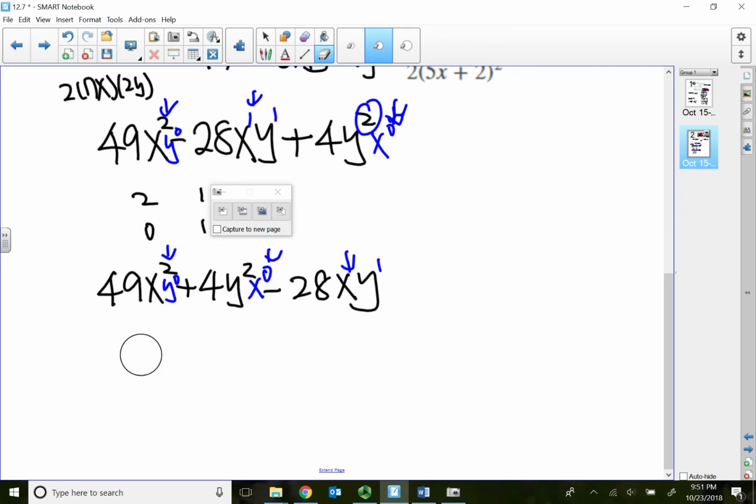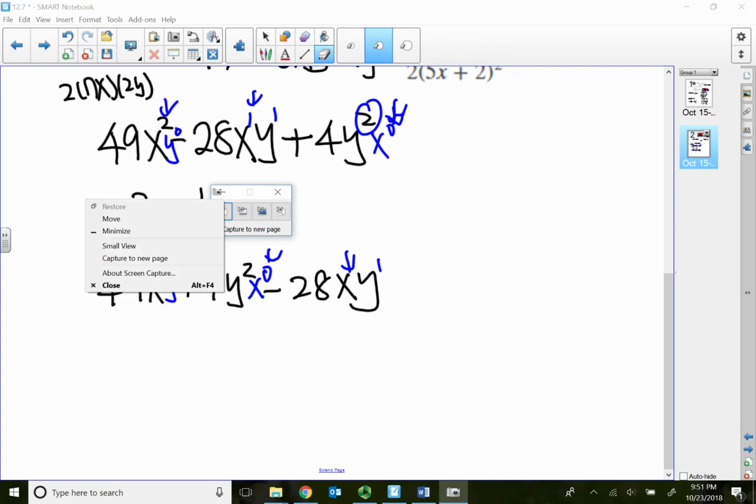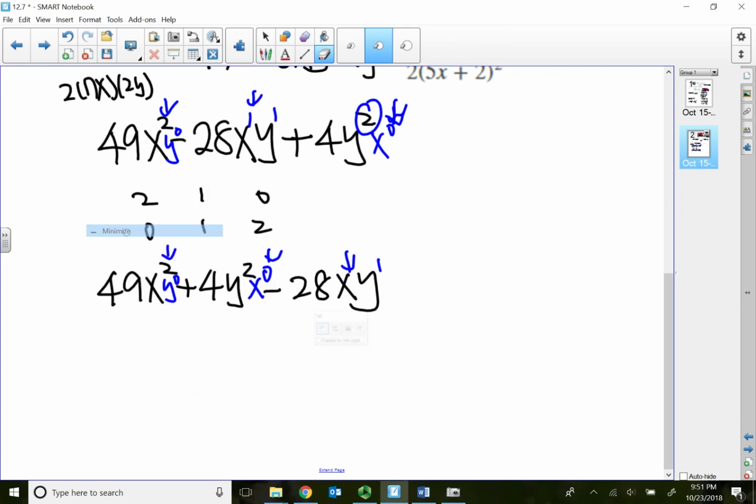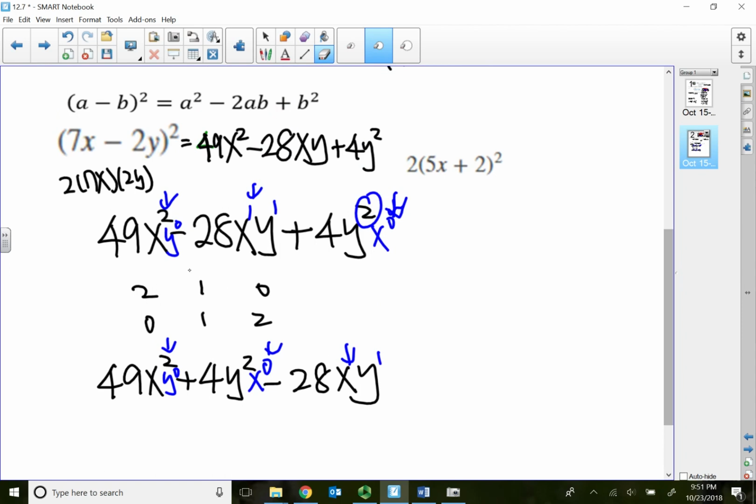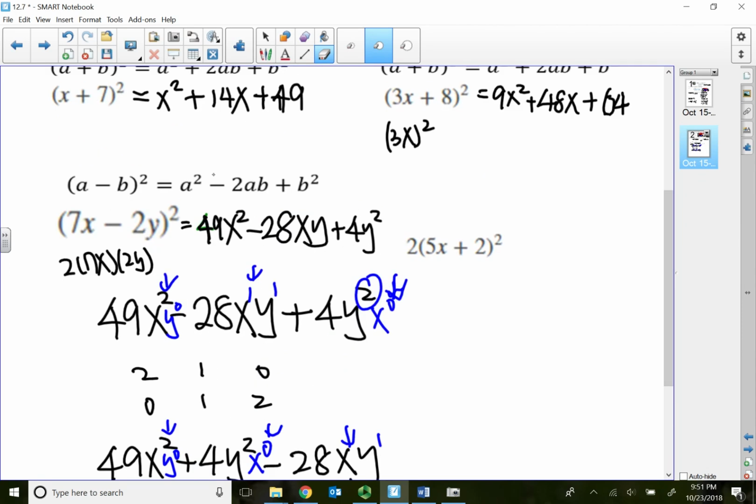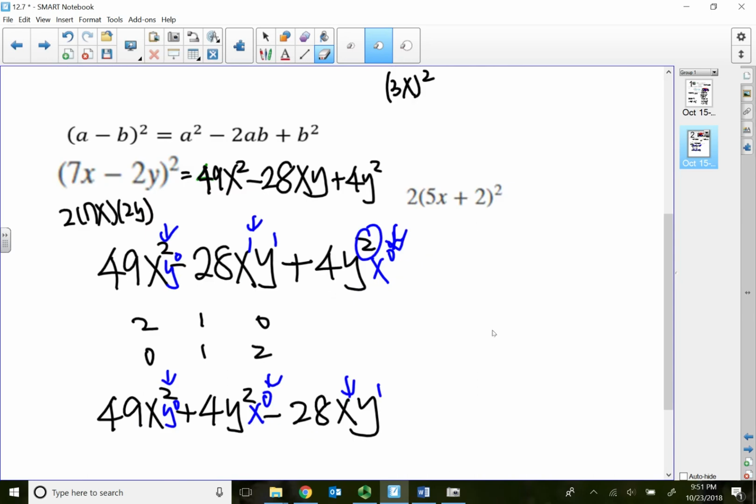So we want the exponents in descending order and ascending order when I'm using two variables. Descending order on the x, ascending order on the y. That's why, if you look at the formula, a squared minus 2ab plus b squared, a goes before b. That's why the b squared term is on the very back. Let me erase this real quick.